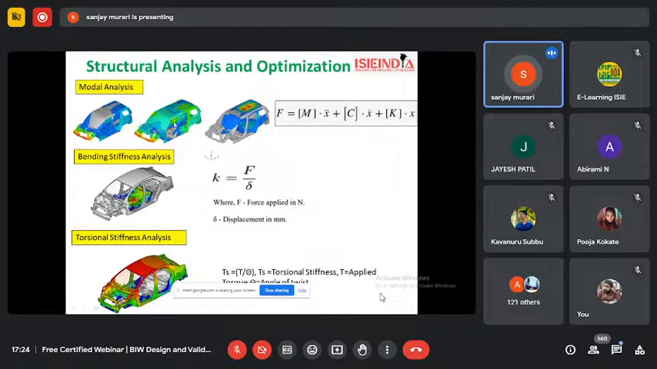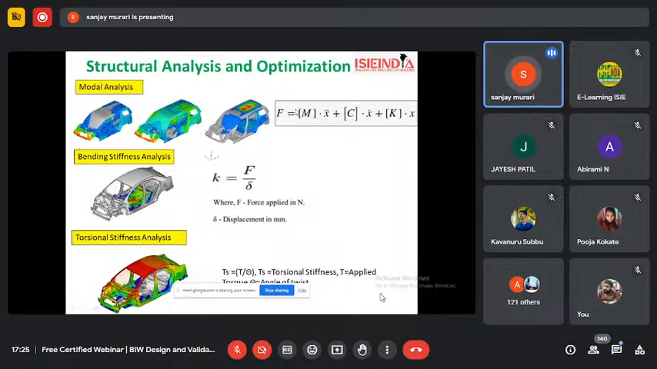So here in the first image, there are different kinds of modes. The animation is not playing actually. Those are GIF files, but I don't know why the animation is not playing here.